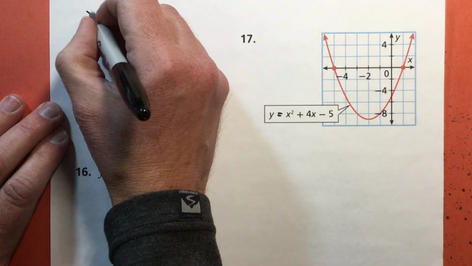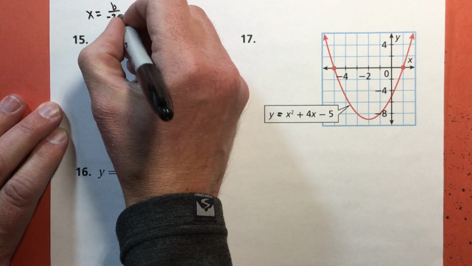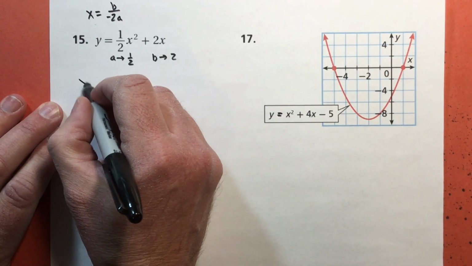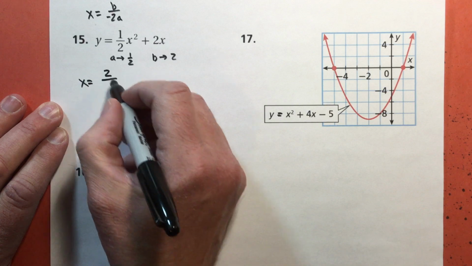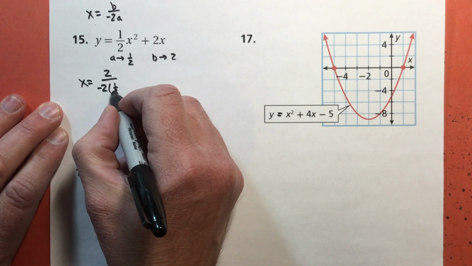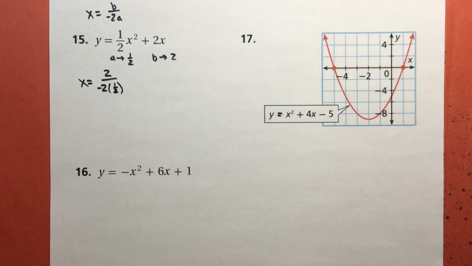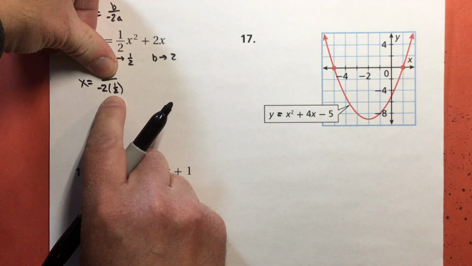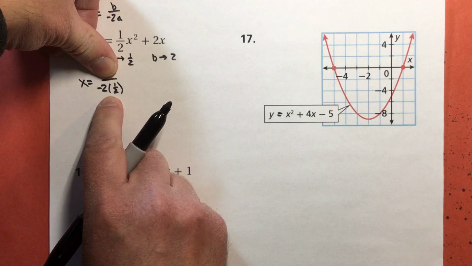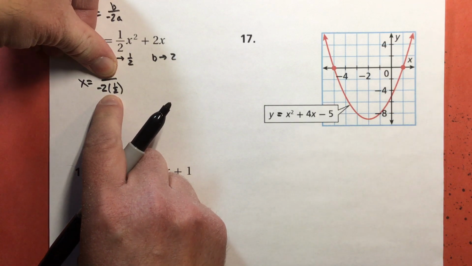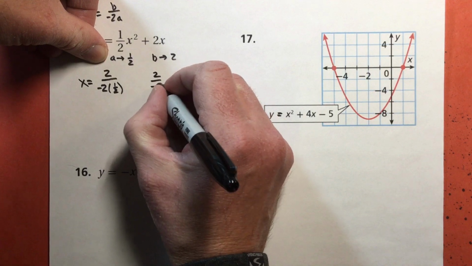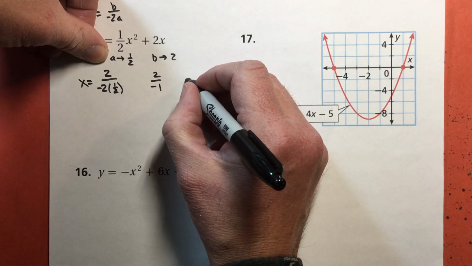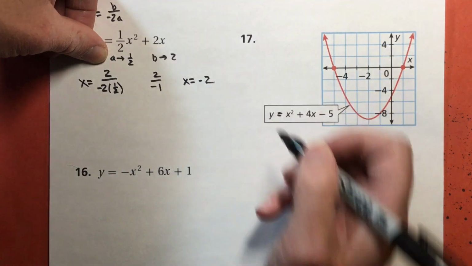So remember, I'll write up here x equals B over negative 2A. So my axis of symmetry is going to be 2 over negative 2 times 1/2. All right, before you panic and say, I've got a fraction inside my fraction, fraction inception, all you gotta do is multiply. Negative times positive is a negative, and 2 times 1/2 is just 1. Half of 2 is 1. So this becomes 2 over negative 1, which gives me x equals negative 2.